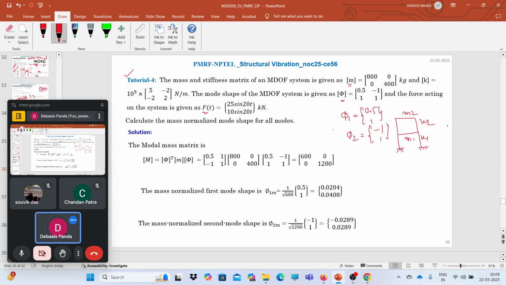That means in each degree of freedom, we have two forces acting. So here this F1t is acting, that means 25 sine 20t, and here 10 sine 20t is acting. The forcing frequency is 20, right?